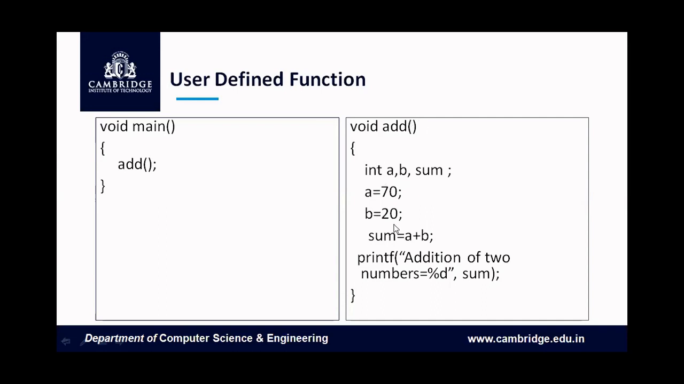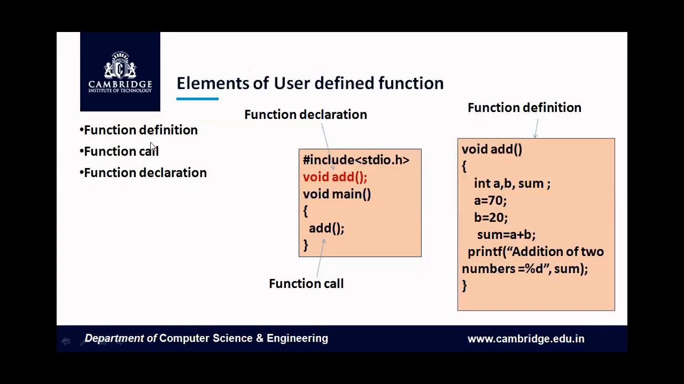Now when I make a call, the control will go through this and start executing all the instructions, all the lines that you have written in this code, and at the end it returns the control back to the calling function. Here add is a function call. Add is a user defined function. It is defined somewhere. When you call it in the main function, it will go there, execute all the lines and come back. Now we'll see what are the elements of a user defined function.